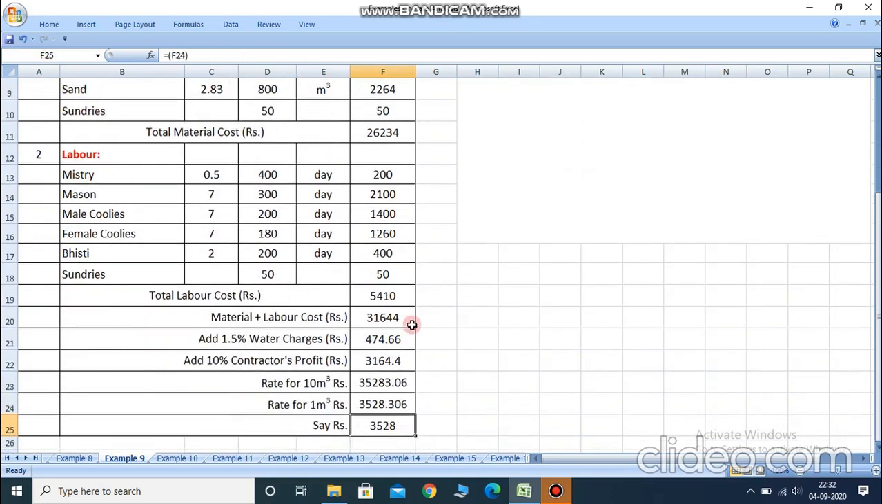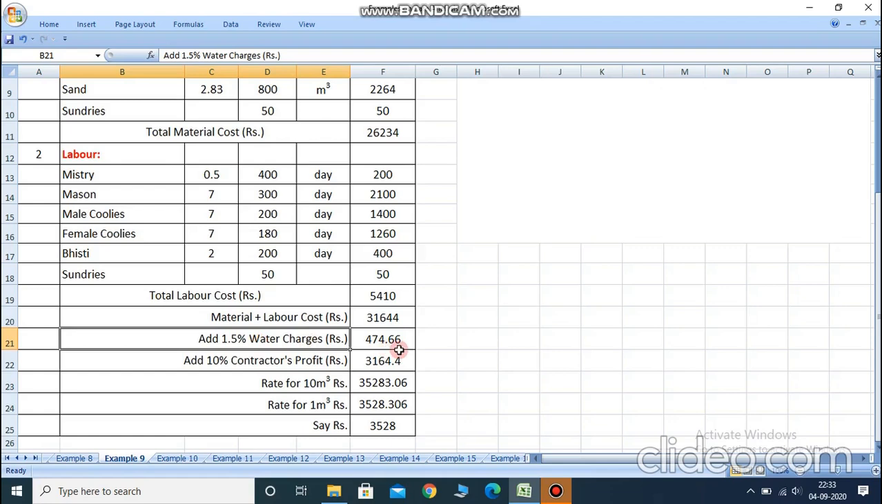Clear? So the material cost is 26,234 and the labor cost is 5,410 rupees. So the total material plus labor cost is 31,644 rupees. Now we include the 1.5% water charges.